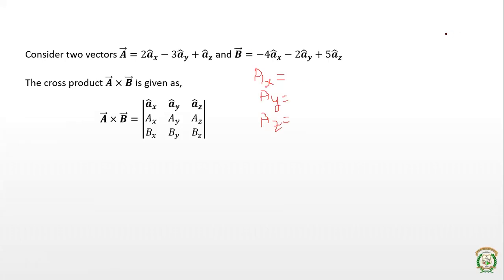ay and az are minus 3, 1. Similarly, what is bx, by, bz? It is minus 4, minus 2, and 5. Minus 4, minus 2, 5. Okay.